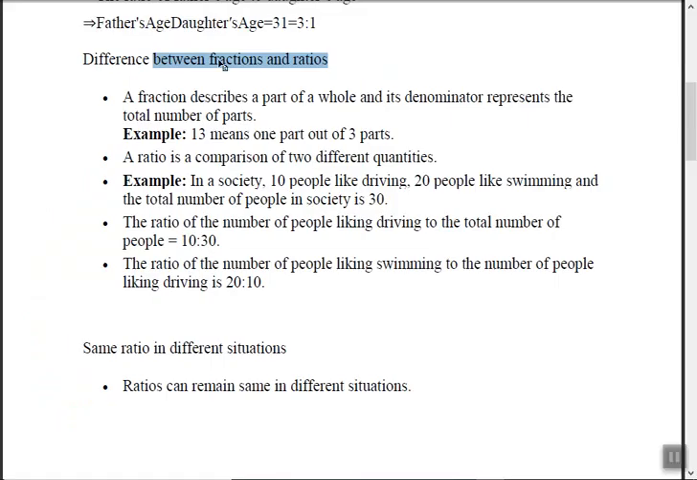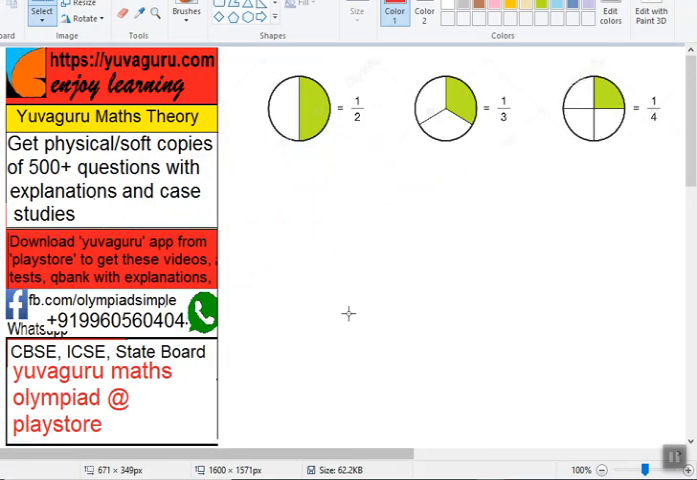So what is the difference between fractions and ratios? Both look the same. See here. A fraction describes a part of a whole and its denominator represents the total number of parts. When you write 3 upon 13 as a fraction, it means total parts are 13 and out of that 3 are taken, right? Say 1 upon 2 means there are 2 parts and out of them 1 is selected, colored. 1 upon 3, there are 3 parts and out of them 1 is colored. 1 upon 4, there are 4 parts and out of that 1 is colored. That is the meaning of a fraction.